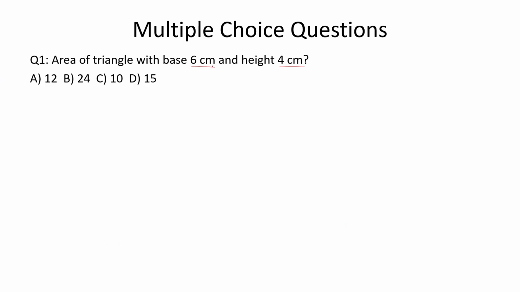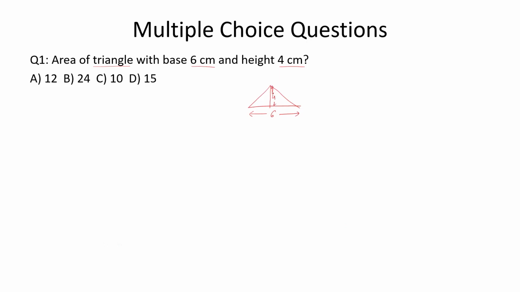So here you can see that units are consistent. Both are given in centimeter. Shape is a triangle, so draw a triangle. This is a triangle. Base is 6 centimeter. You know that this is the base, so this side is 6 centimeter. Height is this thing. This is given to be 4.